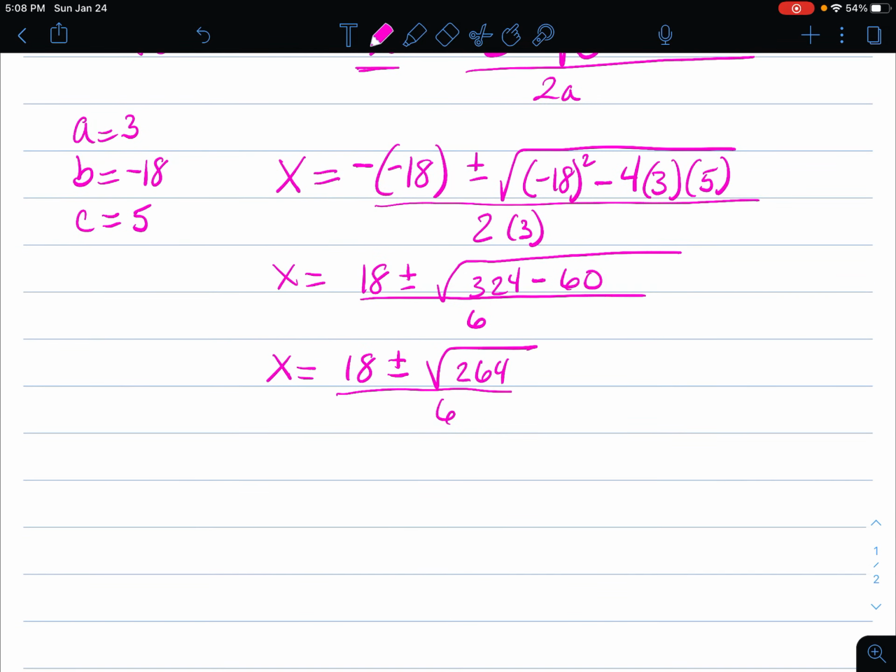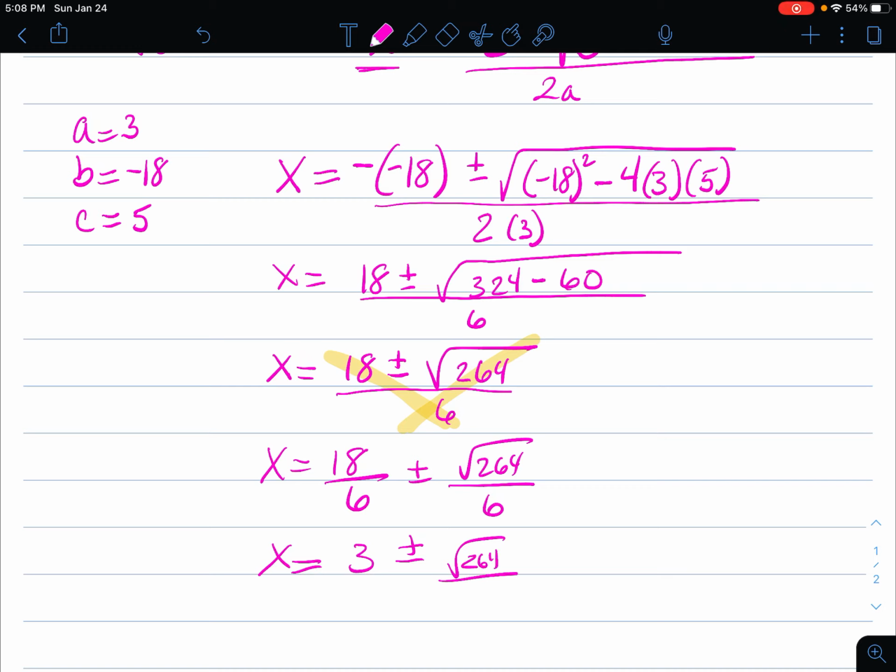So we could go ahead and simplify this radical. But at this point, I think we'll leave it as is. Maybe I'll show you how to do that at the end. For now, we're just going to go ahead and split the fraction because I do see that we can do that split and clean at least a little bit up. So we'd have 18/6 plus or minus the square root of 264 over 6. And so we would get 3 plus or minus the square root of 264 over 6.